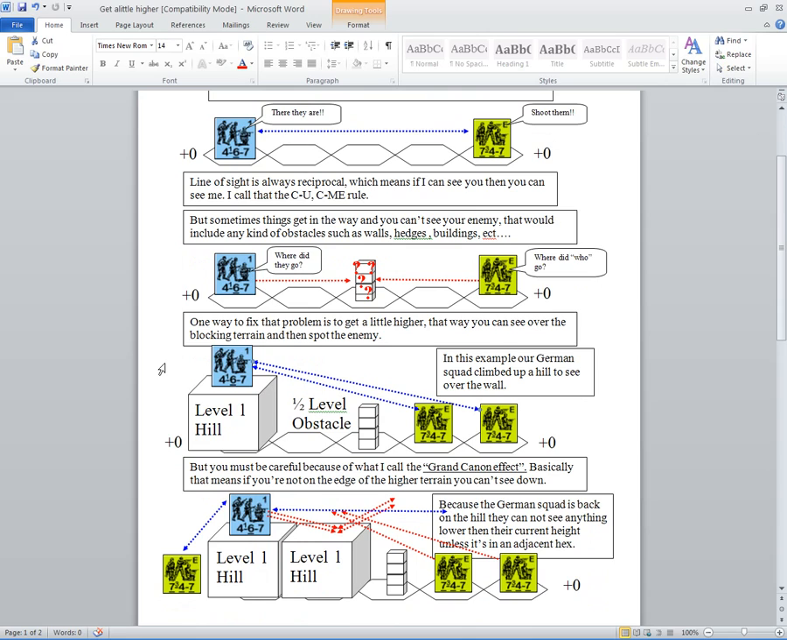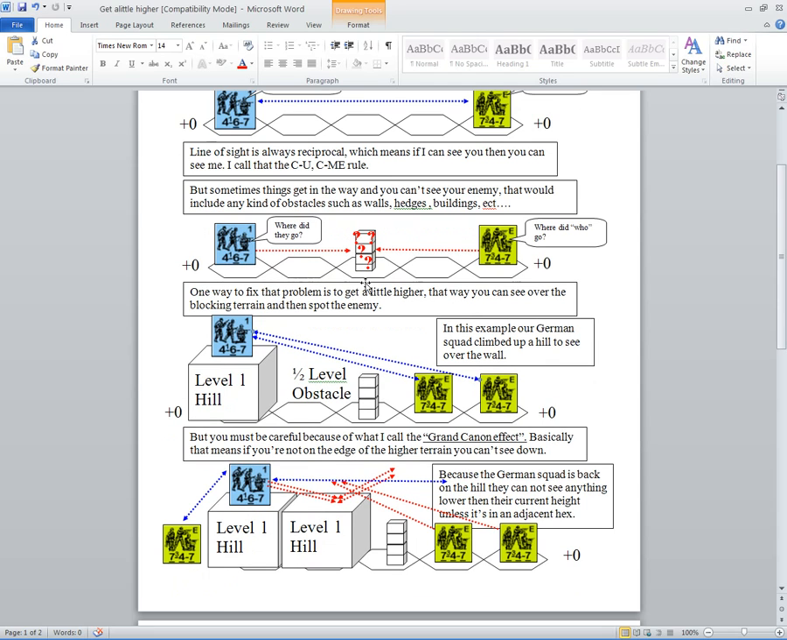But sometimes things get in your way, and you can't see the enemy. That will include any kind of obstacles, such as walls, hedges, buildings, woods, etc. One way to fix that problem is to get a little higher. That way you can see over the blocking terrain and then spot the enemy. Remember, our walls and hedges are only half-level obstacles. If you are at a higher level than the half-level obstacle, you basically can see right over them, even if a unit is right behind the wall.